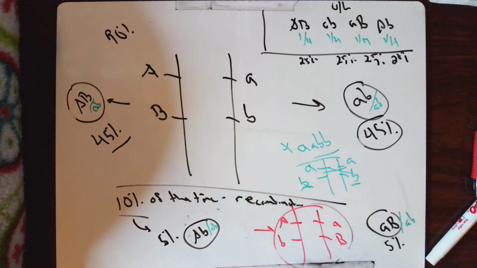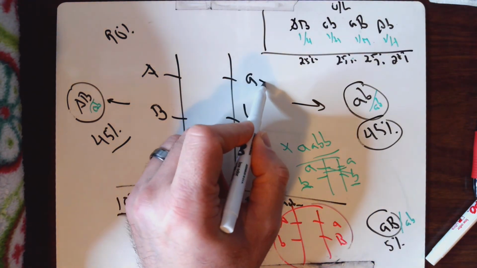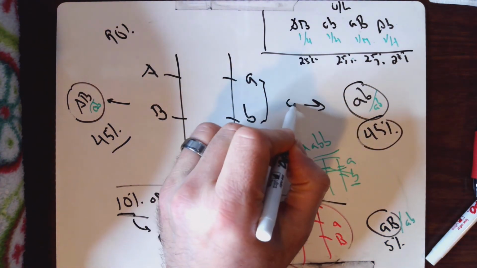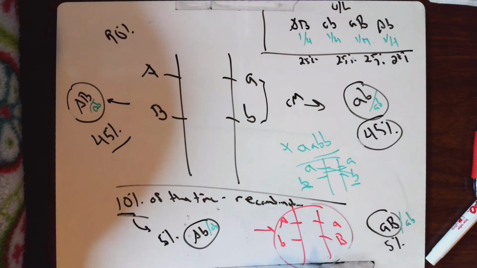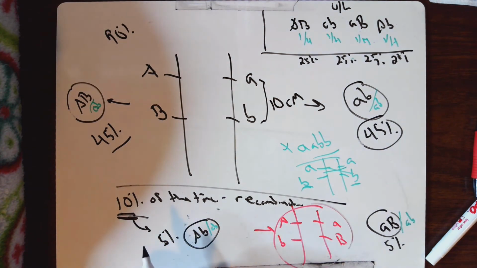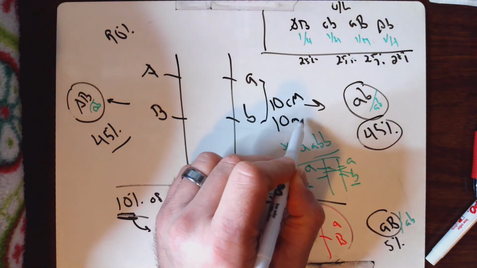The last point I want to make here before we go through a real problem, a test problem of this kind, is that when we say 10% recombination, we can convert that to a physical distance in a unit we call centimorgans. The unit in centimorgans is always equal to the percent recombination. So if there's 10% recombination between these genes, then there's 10 centimorgans between them, or 10 map units. We use those terms interchangeably.